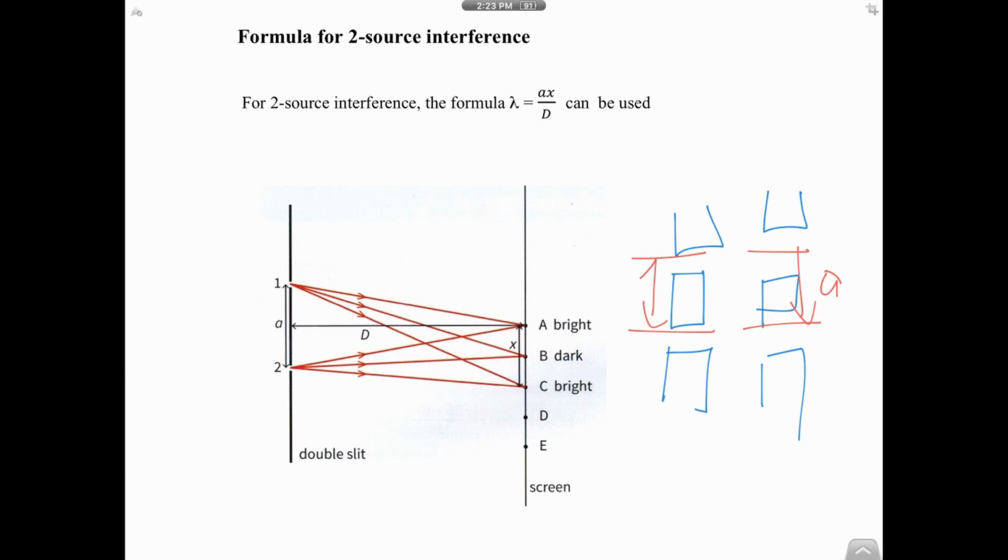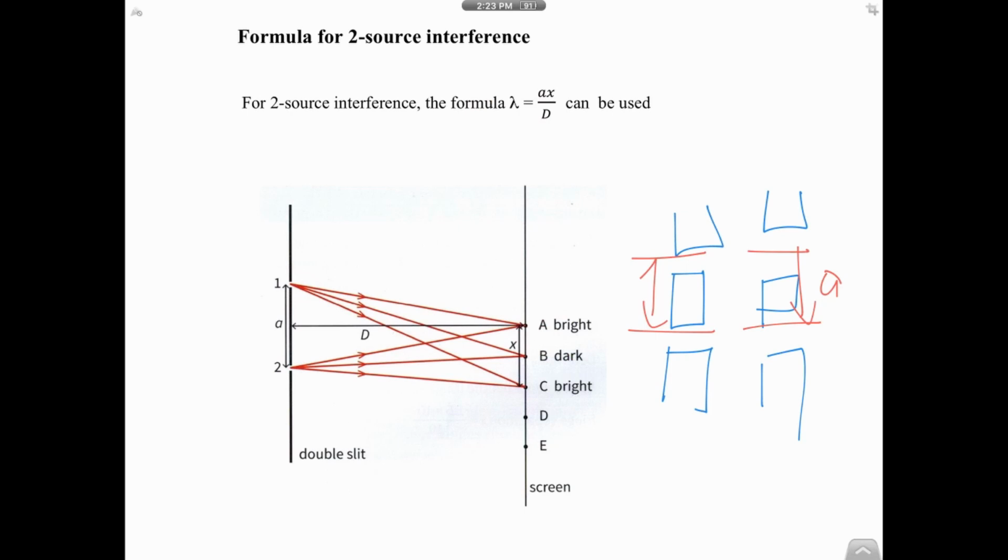But some people ask me, will the separation of destructive to destructive, or dark to dark, be the same? Yes, identical. So separation from bright to bright or dark to dark is the same X. But if it's separation from bright to the next dark, then it's half X. So you can use this only for two source interference. Don't use it for other cases.